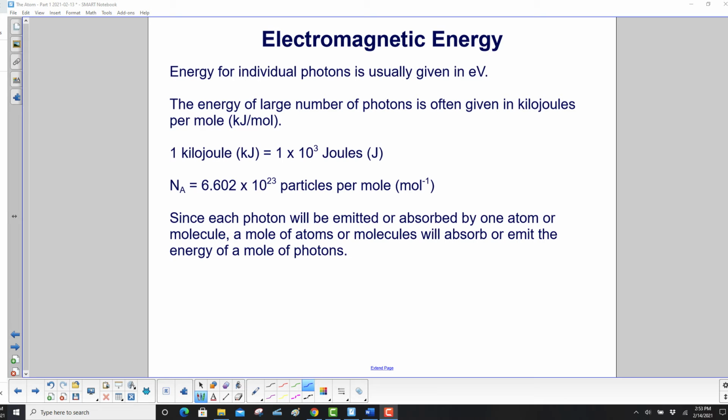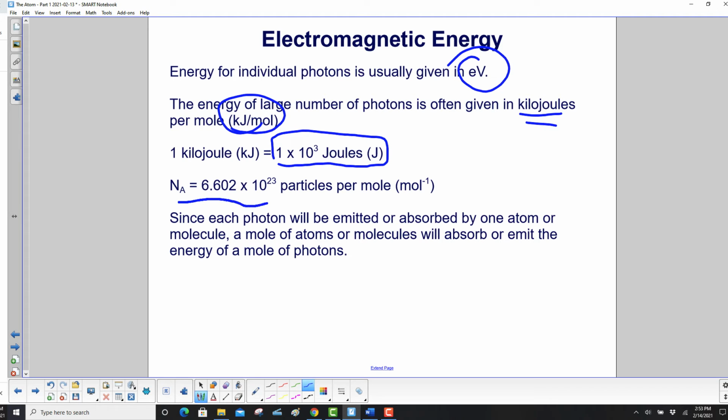Energy for individual photons is usually given in electron volts. The energy of a large number of photons is often given in kilojoules per mole, which is written as such. 1 kilojoule equals 1 times 10 to the 3rd joules, or 1,000 joules. We have Avogadro's number here, 6.022 times 10 to the 23rd particles per mole, or mole to the minus 1. Since each photon will be emitted or absorbed by one atom or molecule, a mole of atoms or molecules will absorb or emit the energy of a mole of photons. Mole is very convenient in chemistry, isn't it?